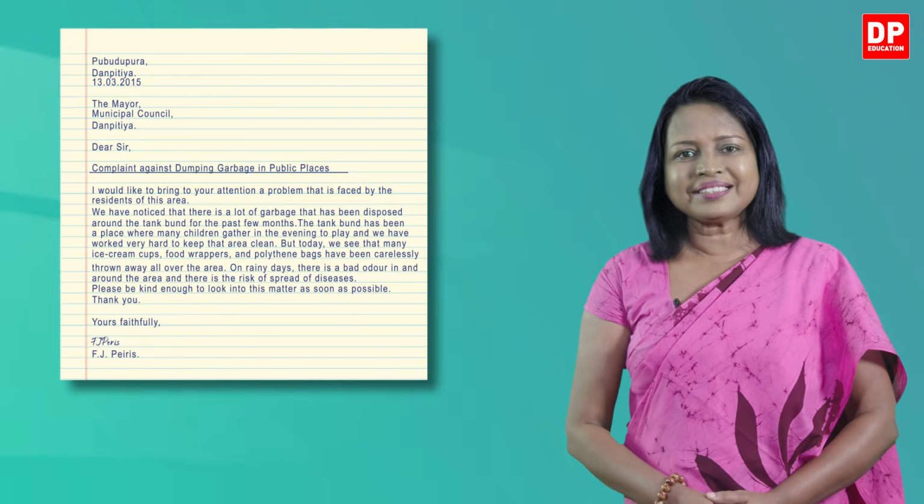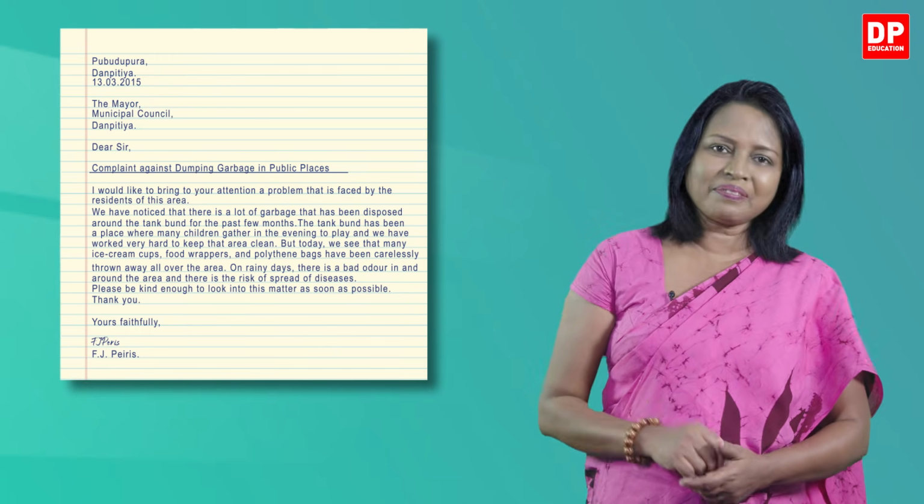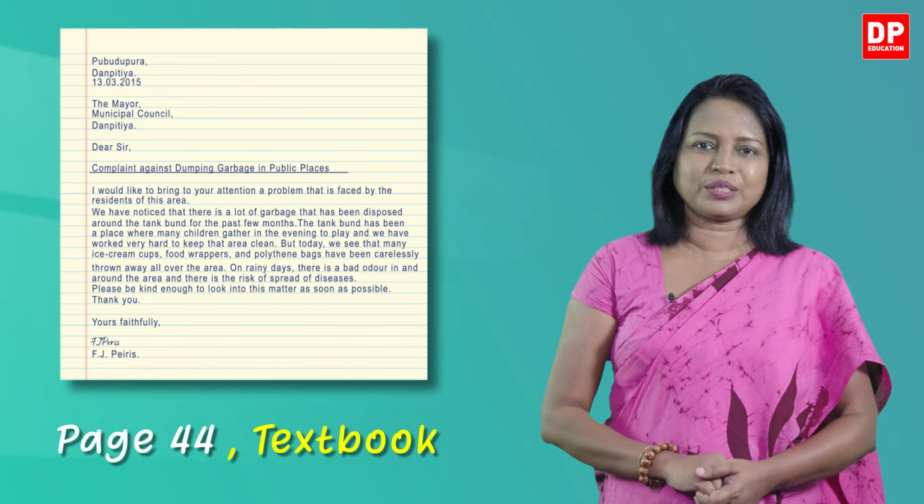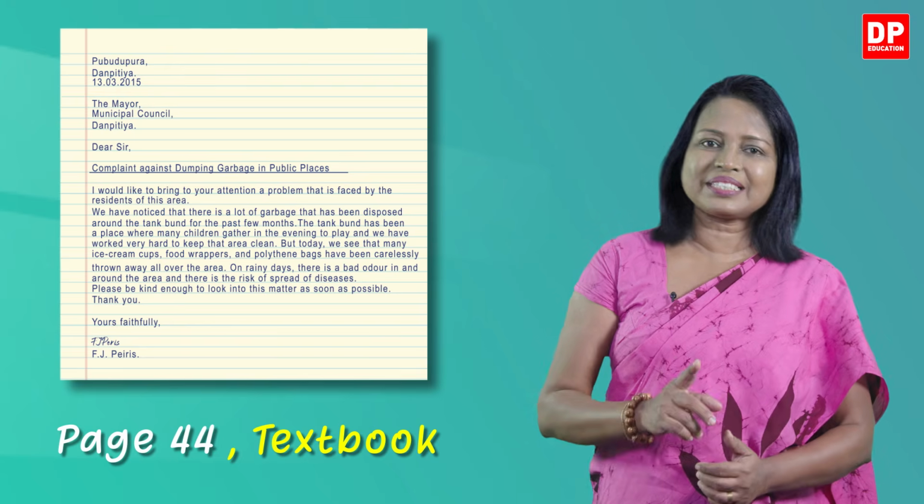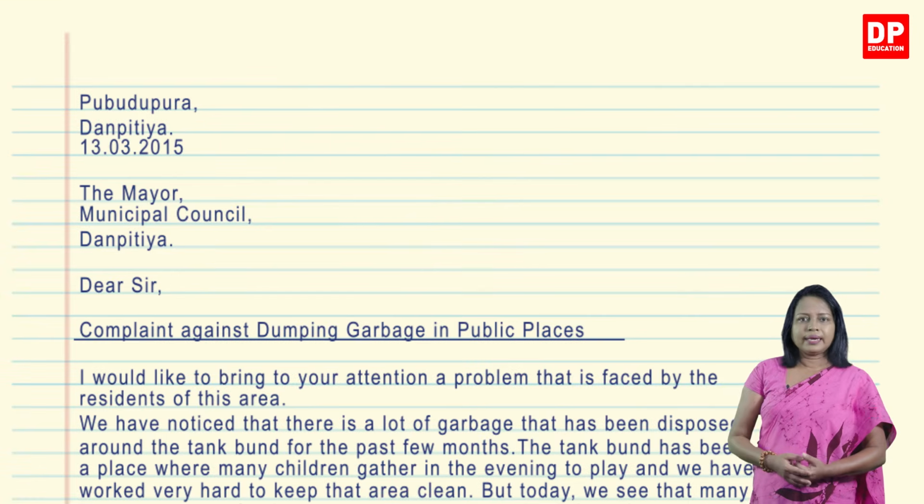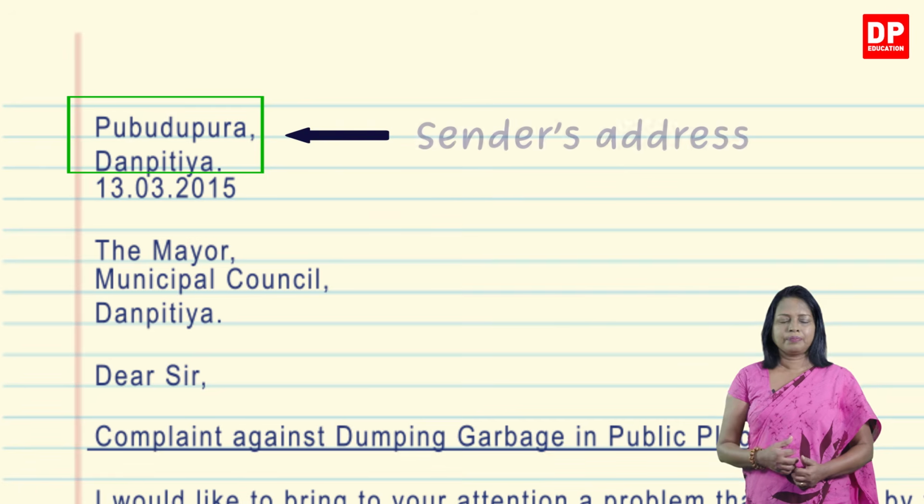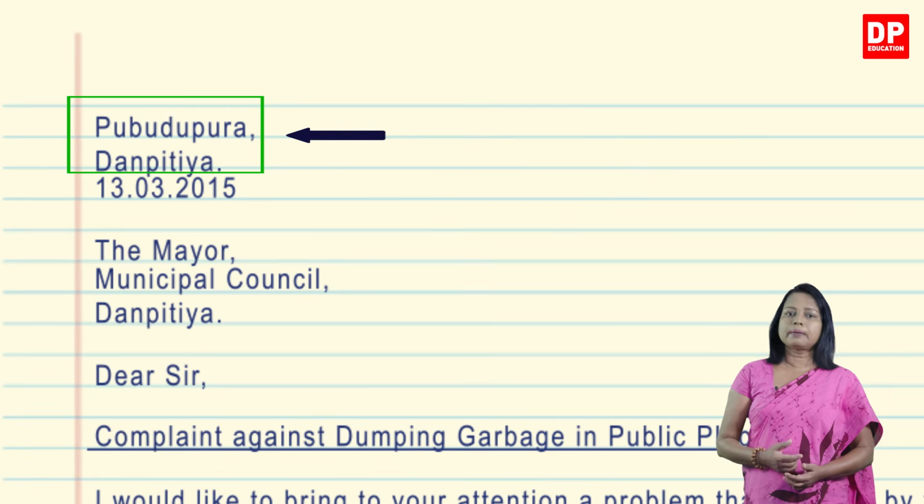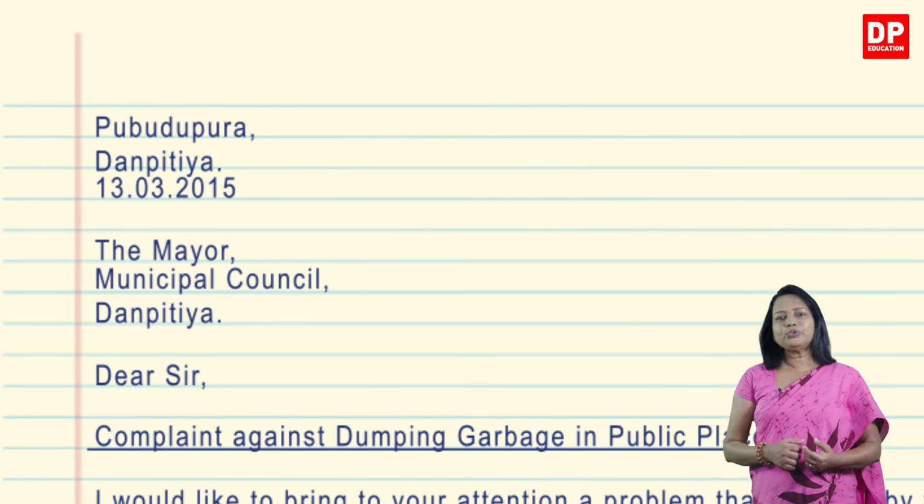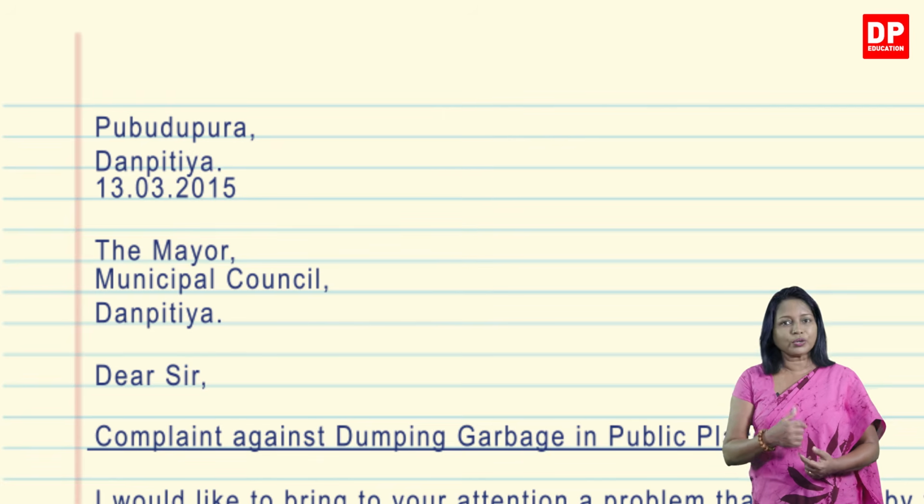Now children, before we learn how to write a formal letter, let's read one to understand what it basically looks like. Children, this is the letter you have on page 44 of your textbook. Let's go through it section by section. As you can see, the first part is the sender's address. Pubudupura Dampitiya. So when you are writing a letter, it's your address that should appear in this place.